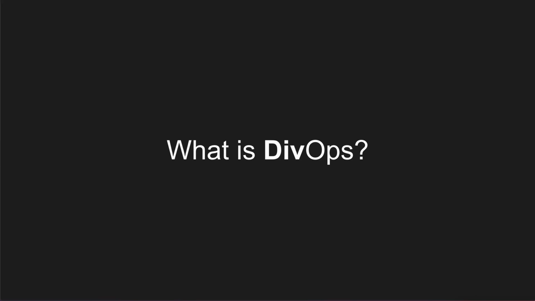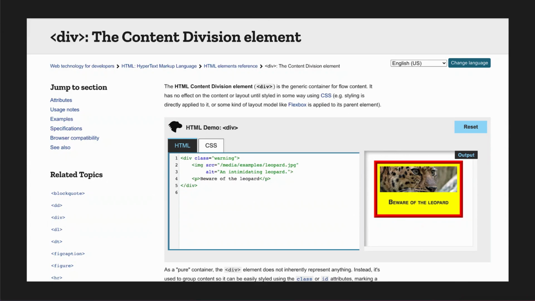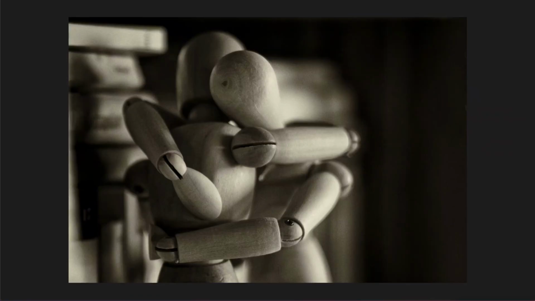So if we split the words Dev and Ops, you get Div, which is a div HTML element, the base element, and you get Ops, which stands for operations. The div element stands for the content division element. It's a way to separate or section elements in HTML. And what DevOps is, is a way to bring that div element and the operations team together.